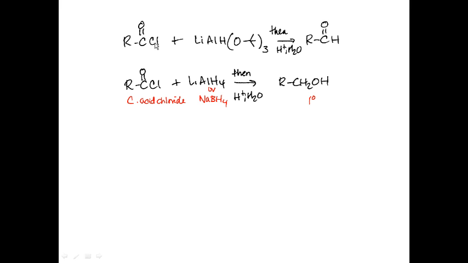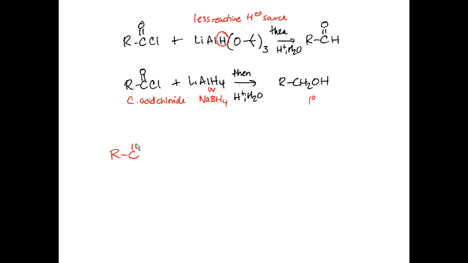If I wanted to stop at the aldehyde, what I have to do is use a less potent reducing reagent, so a less reactive H- source, is this reagent where I've replaced 3 of the hydrides with tert-butoxide ions. And this is called tri-tert-butoxy lithium aluminum hydride. Notice I have a single H- here, and so this reagent is a lot less potent a reducer. So if you take a look at this, here's what would happen in this mechanism.